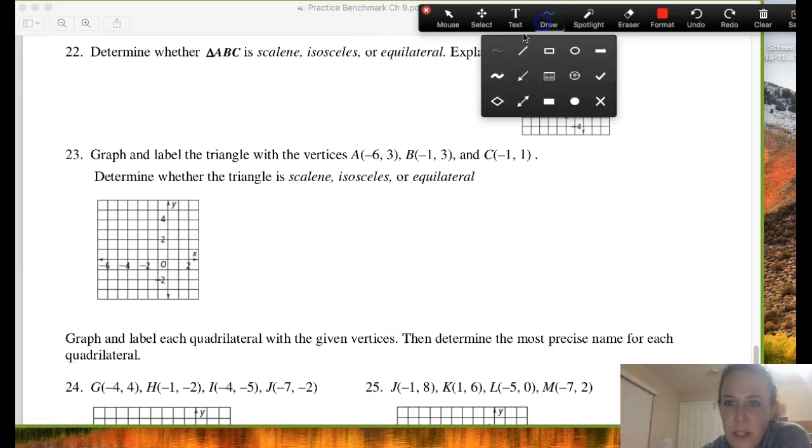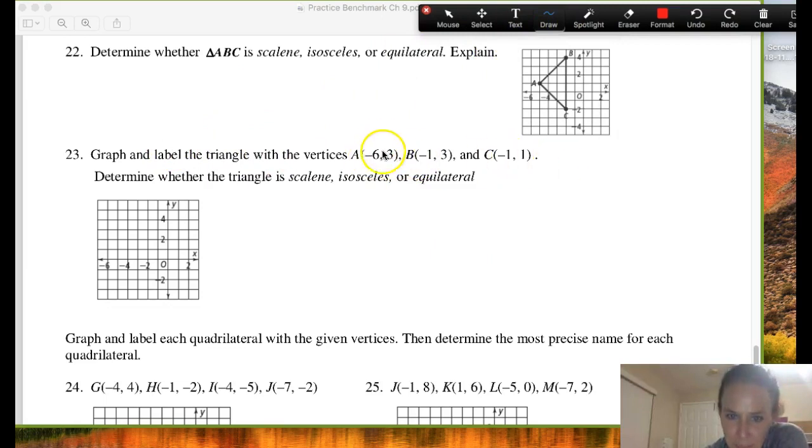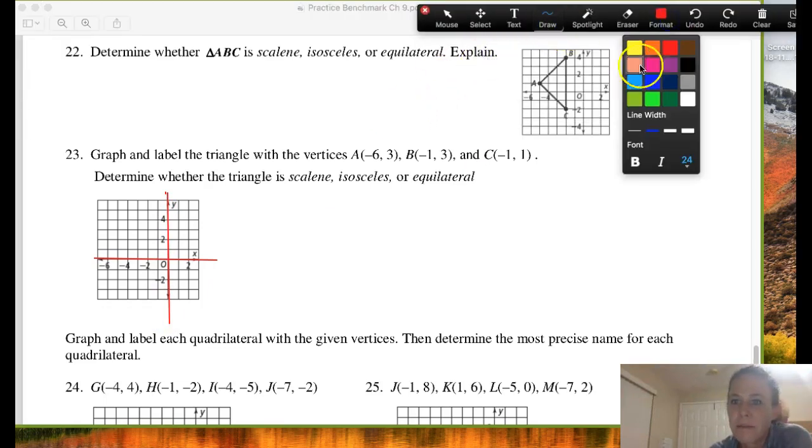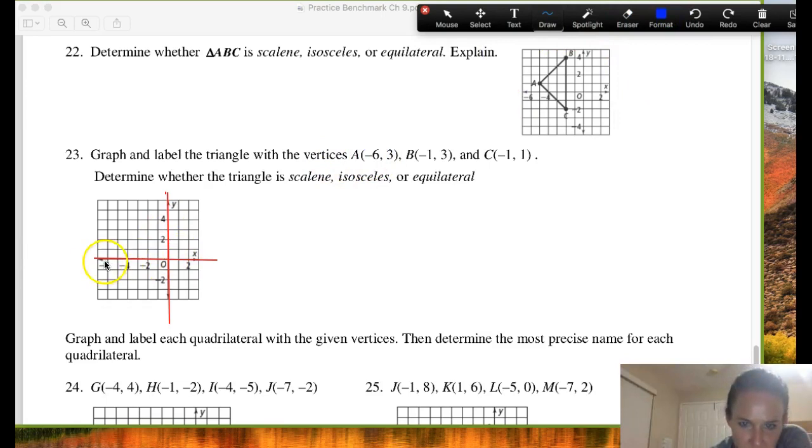Okay, number 23 is a very similar problem. We're going to graph and label this guy. (-6, 3). Here it's really kind of hard to see, so I'm going to just draw this in a little darker. There's my x-axis and there's my y-axis. Point A is -6, up 3. So right there, there's A. And then B is -1, up 3. There's B. And then C is -1, up 1. Well, this is nice. This is going to be a right triangle.